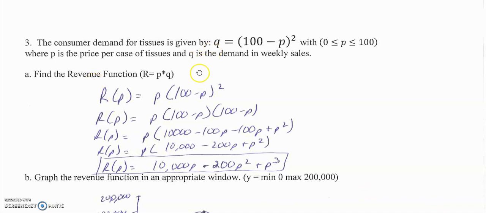So to turn demand into revenue, we take demand, Q, times P. So P times 100 minus P squared, we simplify. 100 minus P squared is 100 minus P times 100 minus P, simplify, multiply by P, and we get our revenue function, 10,000p minus 200p squared plus p cubed.